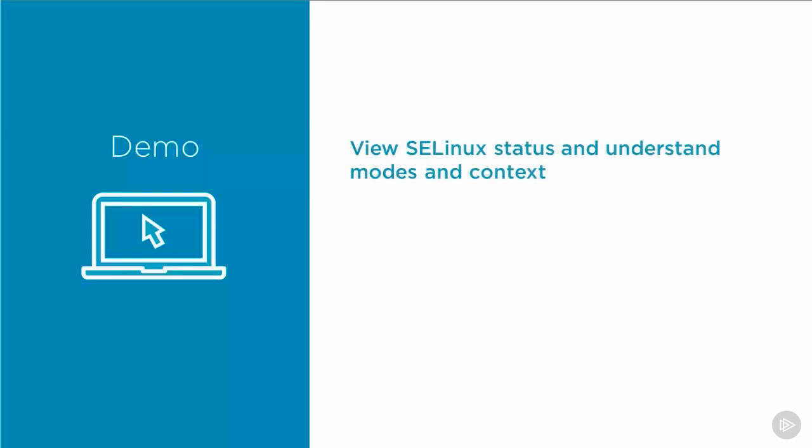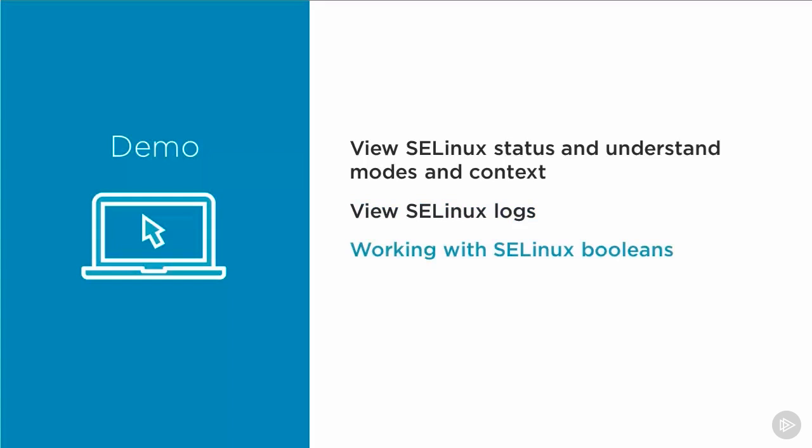As we go through, we'll be looking at how we can view the SELinux status and understand the different modes and context. We'll be looking at viewing the SELinux logs and using some of the tools that we can use to start modifying SELinux. We'll be working with the SELinux booleans as well as working with SELinux ports and just seeing how we can use these to easily adjust our SELinux policies. Our first stop is going to be looking at how we can take a view of SELinux, see what status it's at, and understanding the SELinux modes, the three modes that we have, and the different contexts that we have.